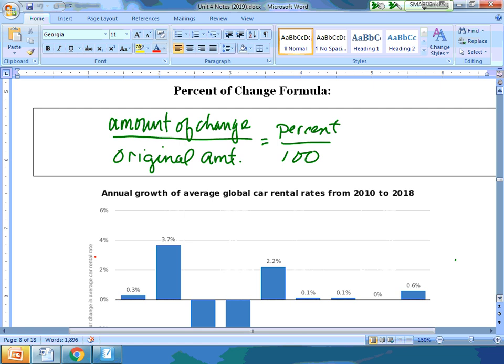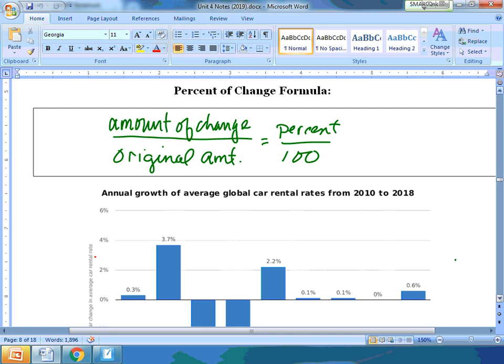But Kate showed us that you don't have to do it this way. You just have to remember to take away the original 100%. The way she did it, she compared the new amount to the original amount, got a percentage, and then just had to subtract 100 from that. And that's absolutely fine.